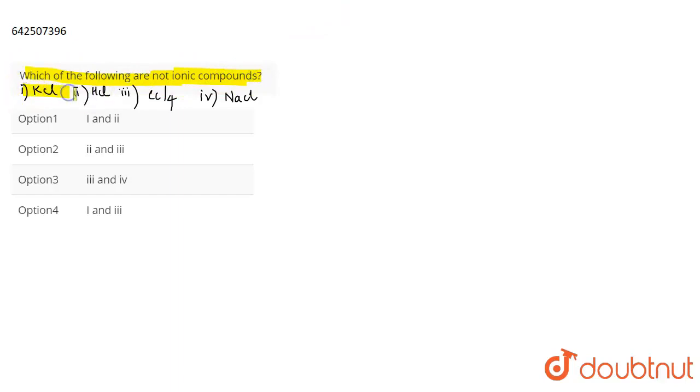The question is, which of the following are not ionic compounds? Okay, so you're given KCl, HCl, CCl4 and NaCl. So you have to tell which of the following is not an ionic compound.